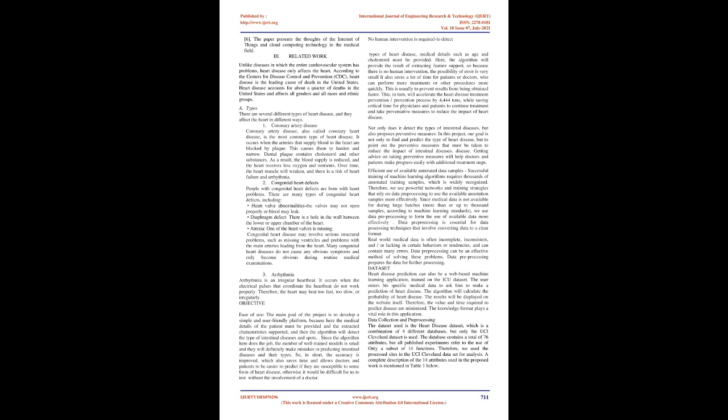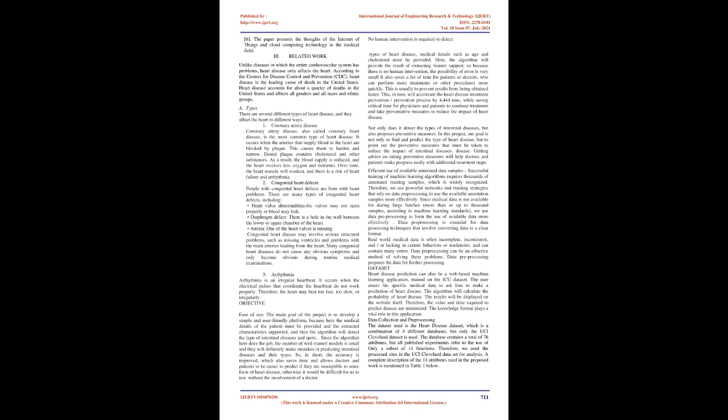A. Types. There are several different types of heart disease, and they affect the heart in different ways. 1. Coronary artery disease. Coronary artery disease, also called coronary heart disease, is the most common type of heart disease. It occurs when the arteries that supply blood to the heart are blocked by plaque. This causes them to harden and narrow. Plaque contains cholesterol and other substances. As a result, the blood supply is reduced, and the heart receives less oxygen and nutrients. Over time, the heart muscle will weaken, and there is a risk of heart failure and arrhythmia.